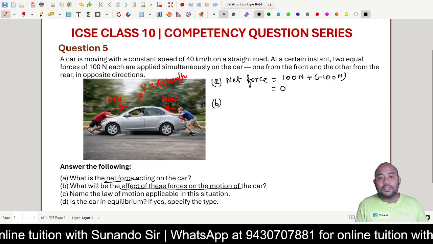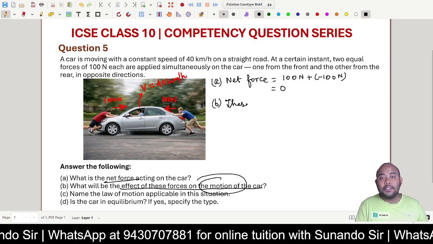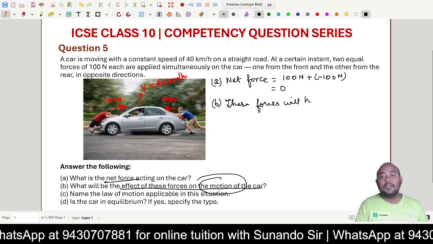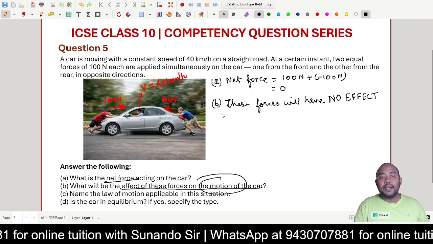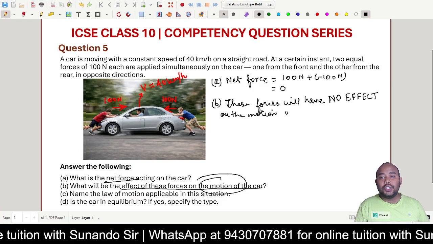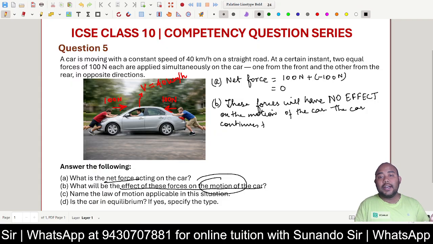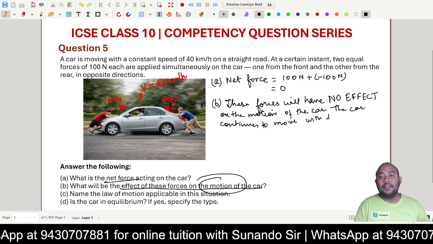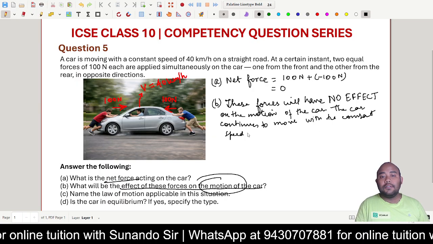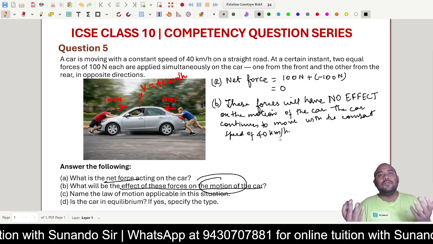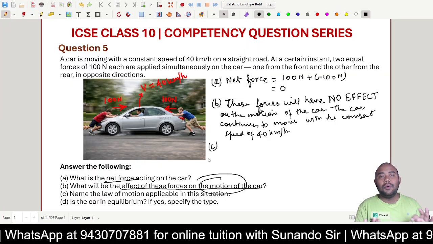So what will be the effect of these forces on the motion of the car? How will the motion of the car be affected by these two forces? We will write: these forces will have no effect on the motion of the car. You can write it in bold so that the teacher sees it very clearly. So what happens to the car? The car continues to move with the constant speed of 40 km per hour. तो जिस constant speed से वो move कर रहा था, उसी से वो move करेगा. ऐसा नहीं है कि उसमें कोई acceleration हो जाएगा या कुछ de-acceleration हो जाएगा. Nothing will happen. There will be no effect on the motion of the car.